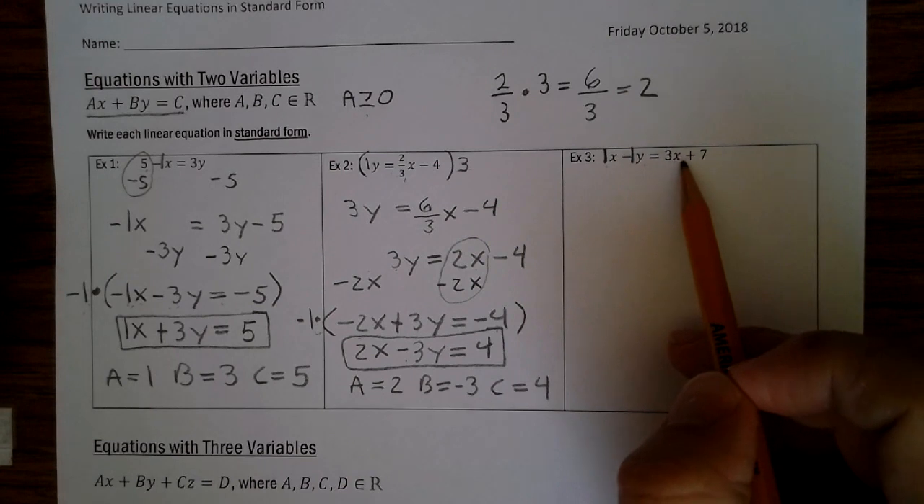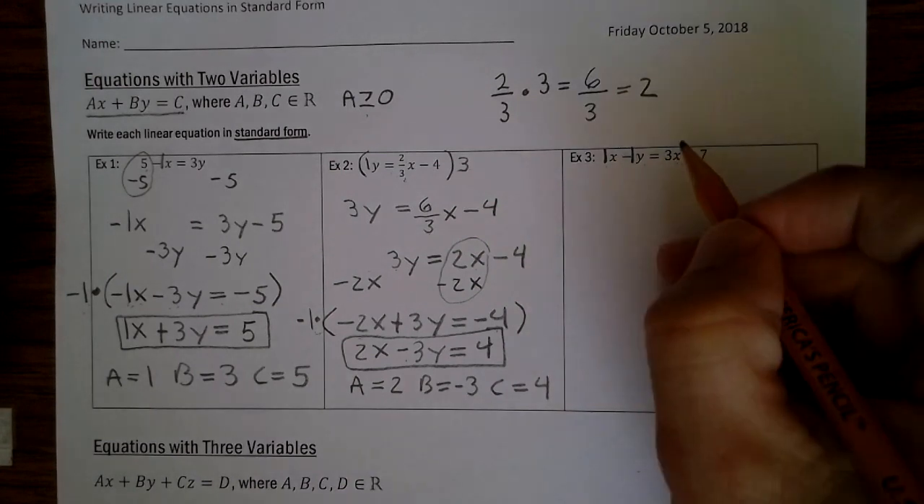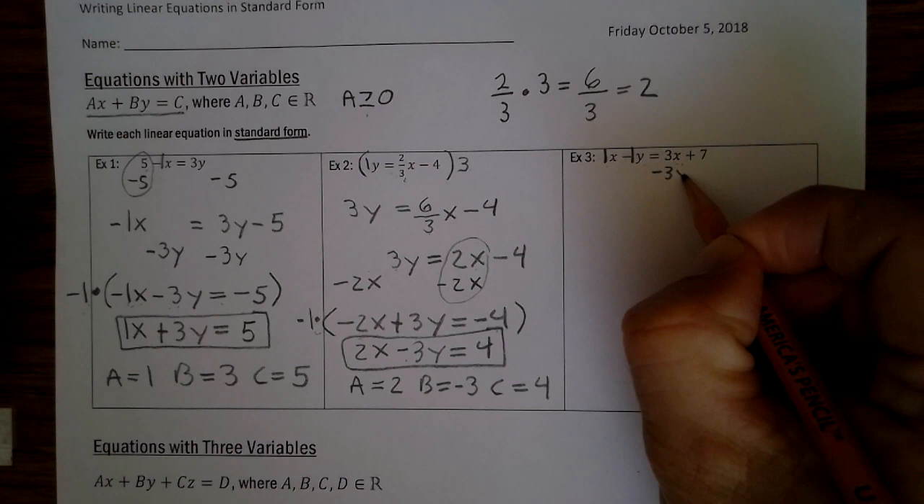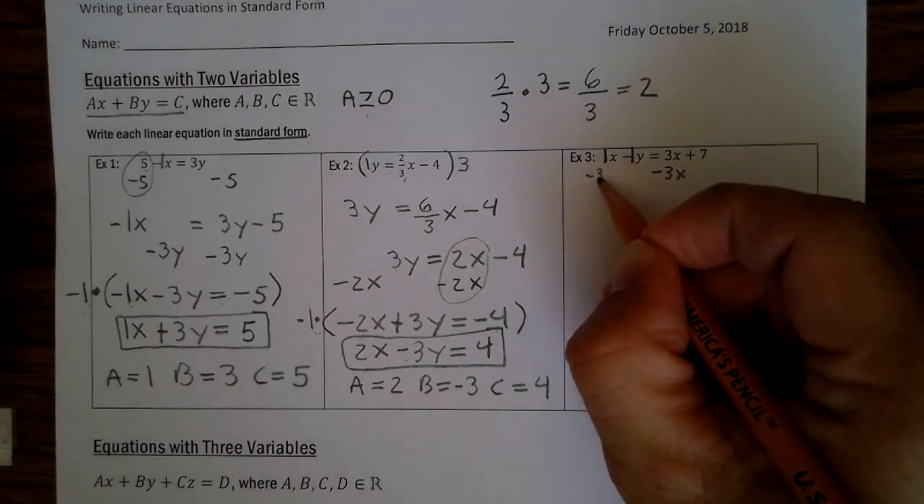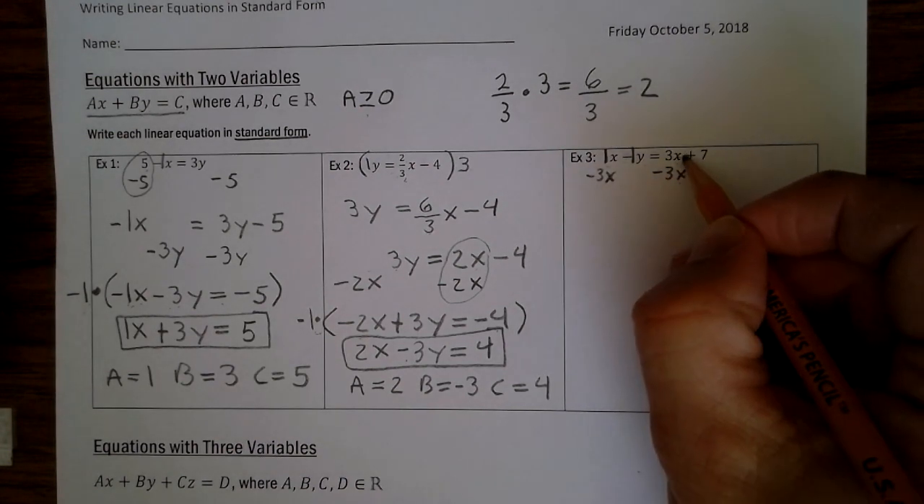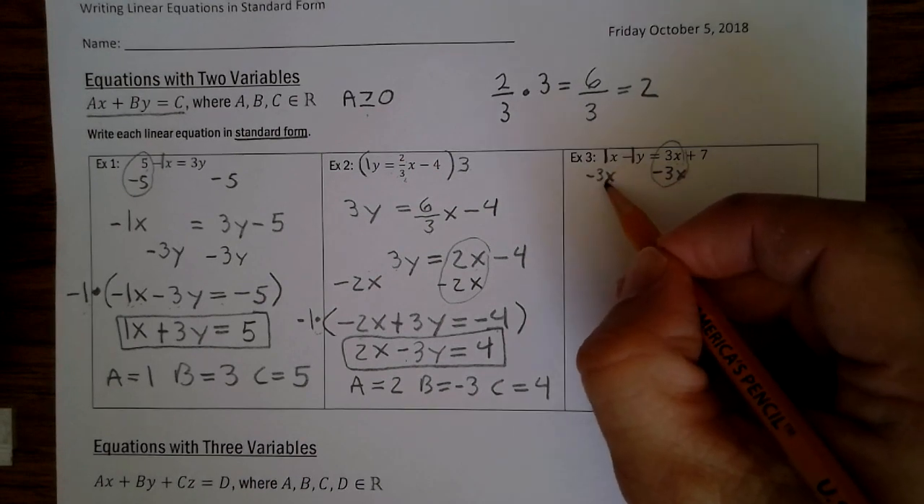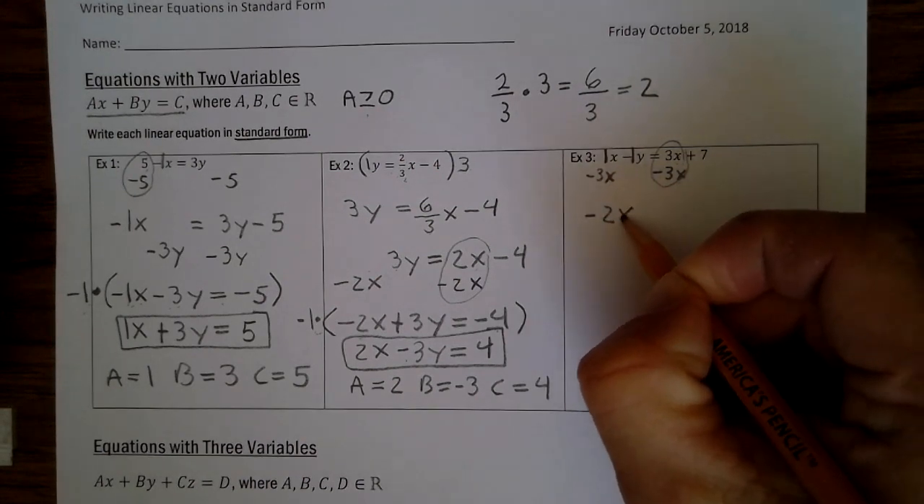Okay, so we need to subtract 3x from both sides. Notice that I subtracted it from the x's. Okay, this becomes 0. Now 1 minus 3 is negative 2x minus 1y equals positive 7.